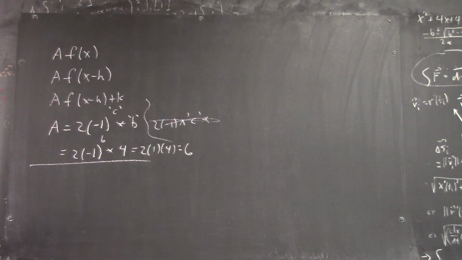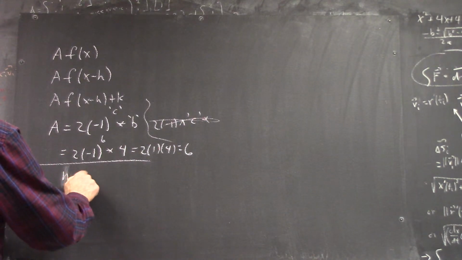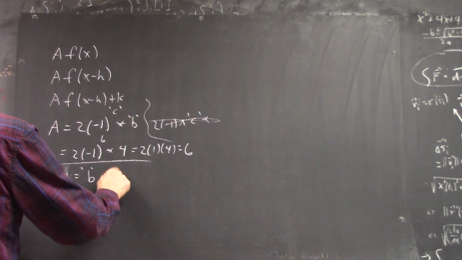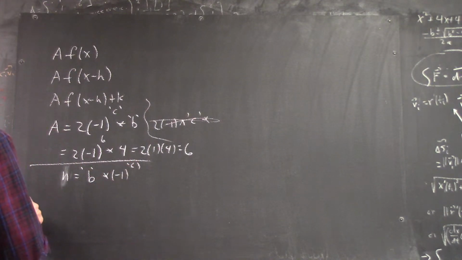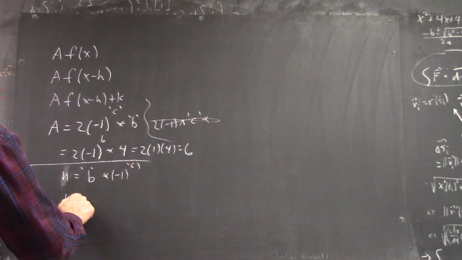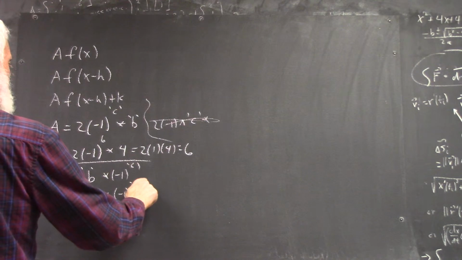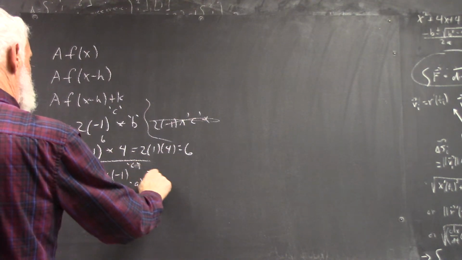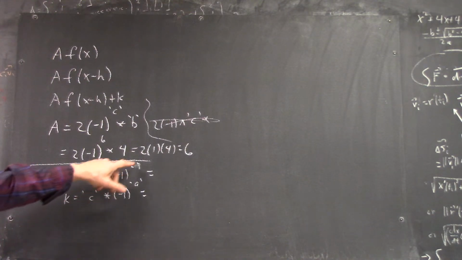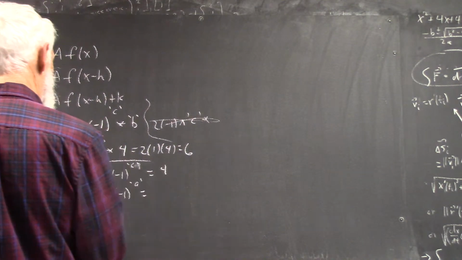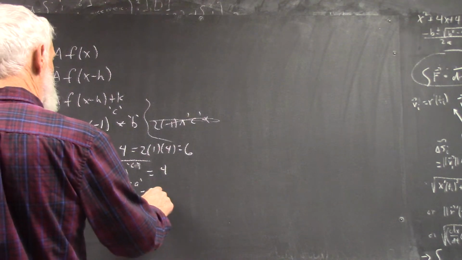Okay, then K, it should have read H. H equals B times -1 to the C. And K equals C times -1 to the A. Okay, I'm not going to write out numbers, but you know, that's 4, and that's 6, so H equals 4. And here K, A is 5, so that's going to be -6.